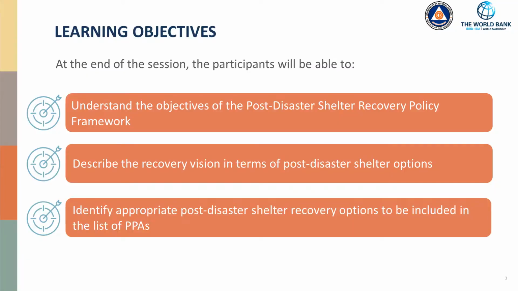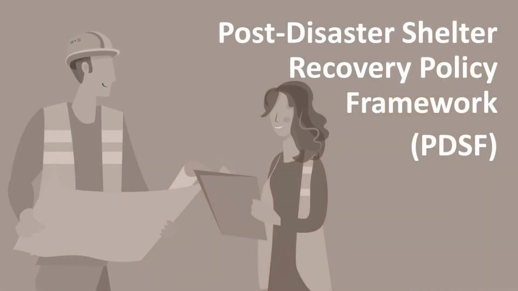1. List the objectives of the Post-Disaster Shelter Recovery Policy Framework. 2. Describe the recovery vision in terms of post-disaster shelter options. And 3. Identify appropriate post-disaster shelter recovery options to be included in the list of PPAs. First, we will be discussing the Post-Disaster Shelter Recovery Policy Framework.